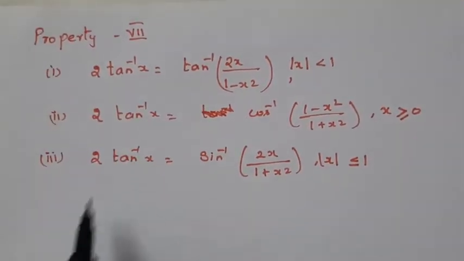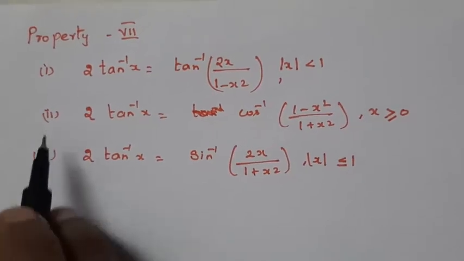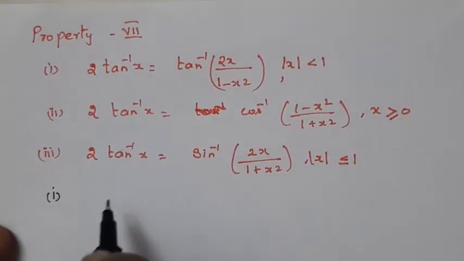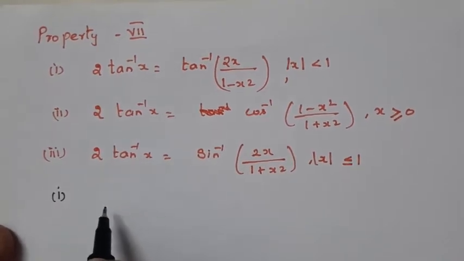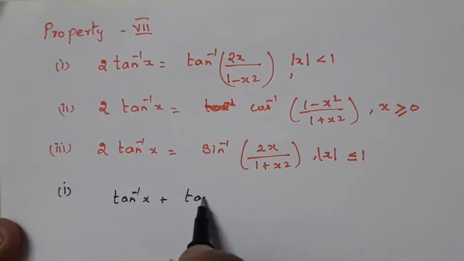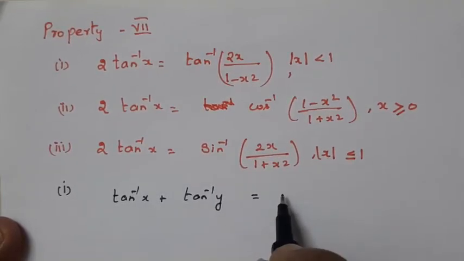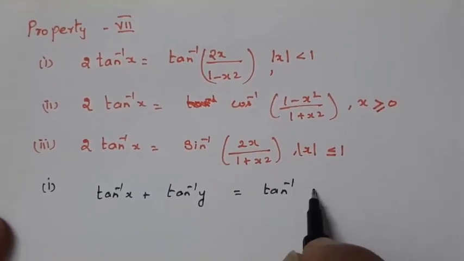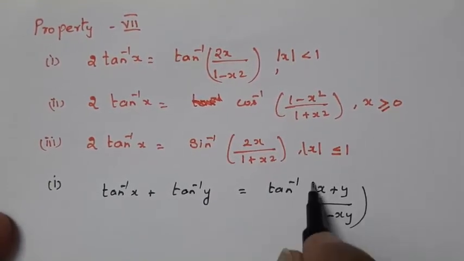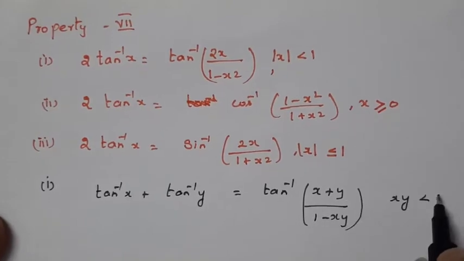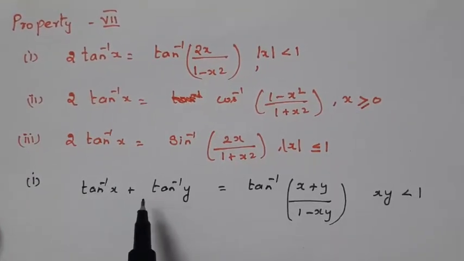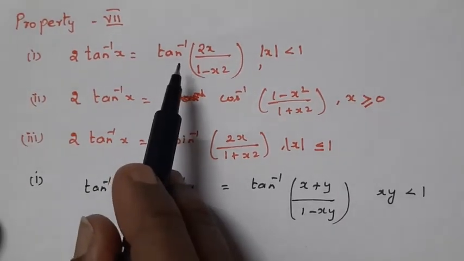Let us prove this. So, to start with, let us prove the first one. By the 6th set of property, we have one identity as tan inverse of x plus tan inverse of y is equal to tan inverse of x plus y divided by 1 minus xy, where xy is less than 1. This is one identity in the sixth set of property. So, we are going to use this to prove the first one.